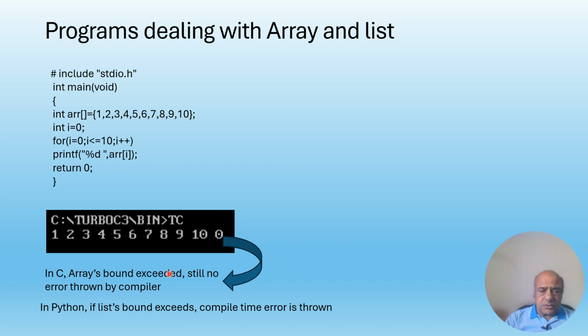So what this tells us is, in C, array's bound is exceeded in this case, and there is no error thrown by compiler. So compiler doesn't care about whether a statement is exceeding the array bound or not. It is the responsibility of the programmer to ensure that array bound is taken care of.